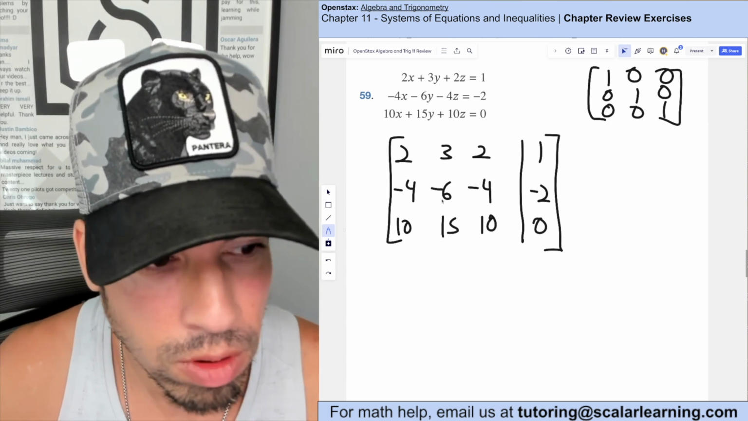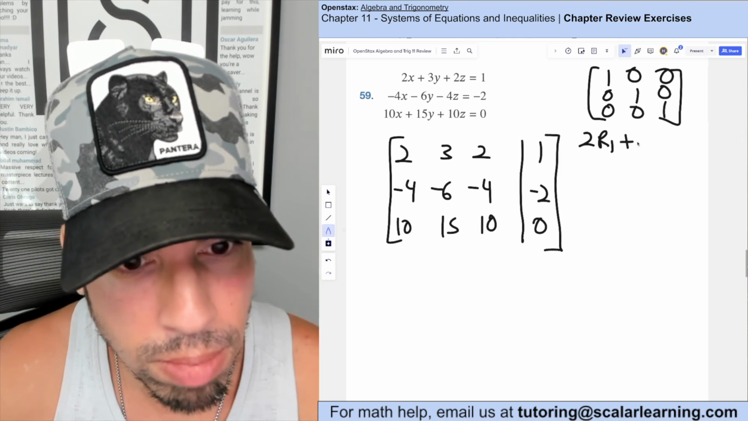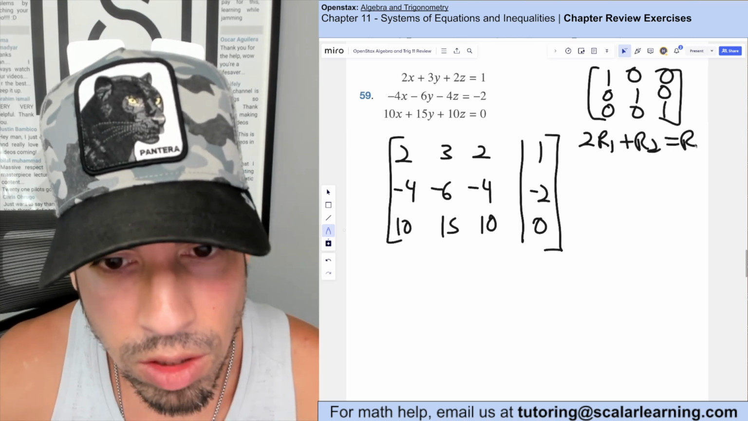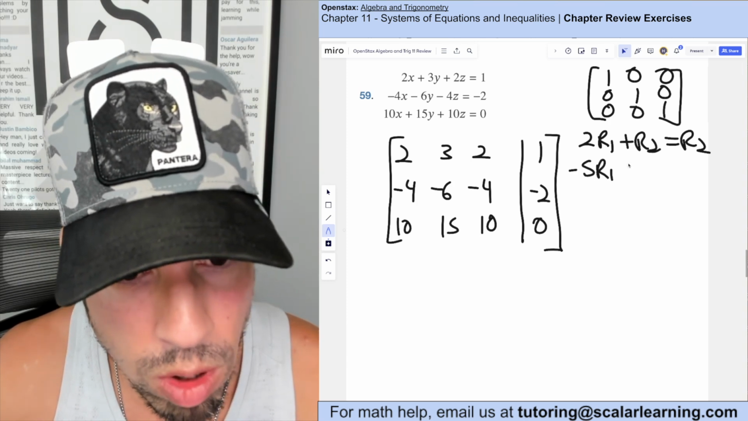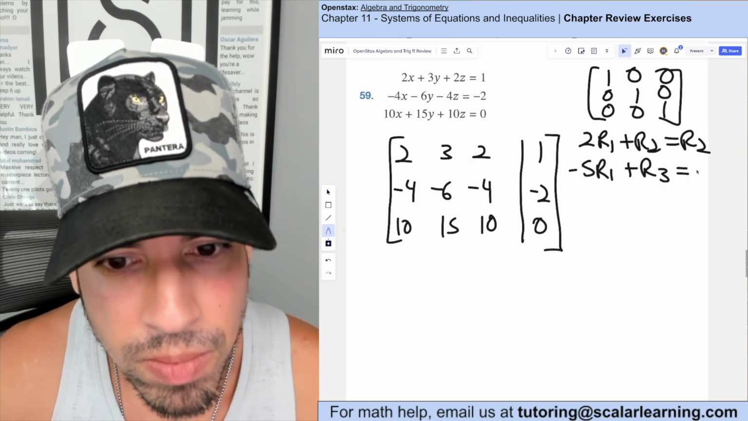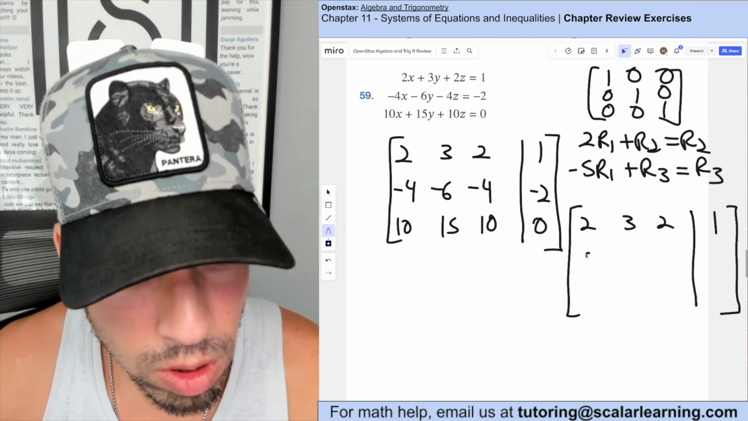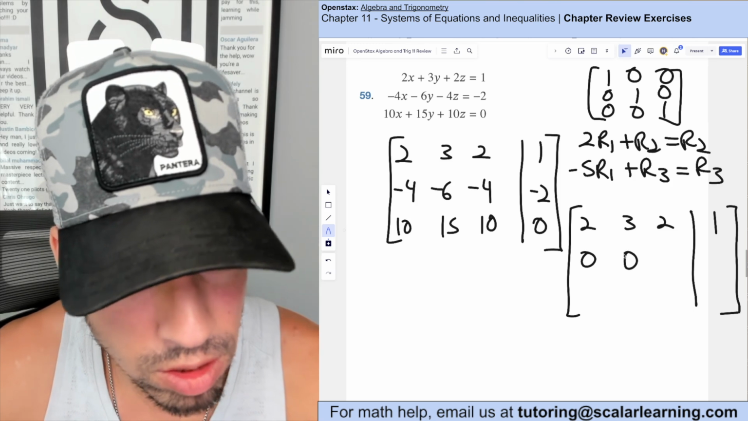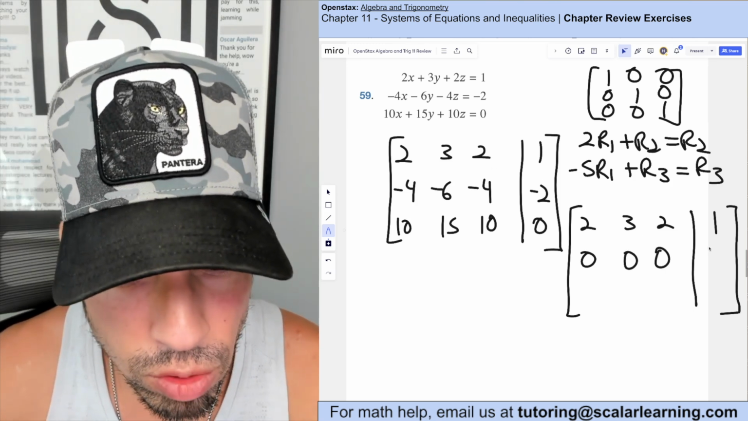So to zero this out, I'm going to do 2 times row 1 plus row 2 to get a new row 2. And then I'm going to do -5 times row 1 plus row 3 to get a new row 3. Let's write it out. So we have 4 plus -4 is 0. 6 plus -6 is 0. 4 plus -4 is 0. 2 plus -2 is 0.